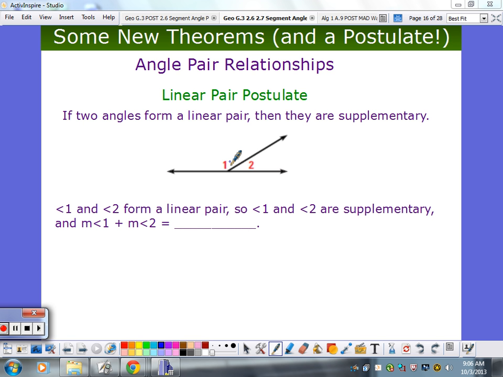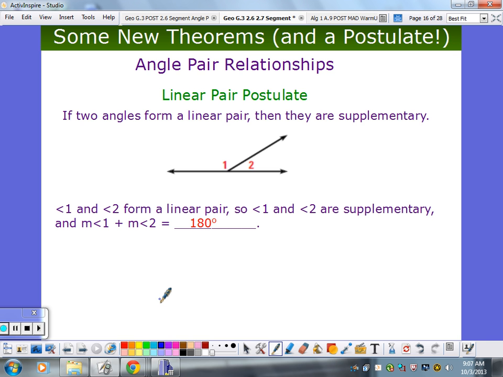Does the ray have to be at the midpoint? No, it does not. To be a linear pair, it does not have to be equal. And this is a line going on forever, so does it even have a midpoint? That's a good question. So anyway, angle 1 and angle 2 form a linear pair, so angle 1 and 2 are supplementary. So what is the measure of angle 1 plus the measure of angle 2?